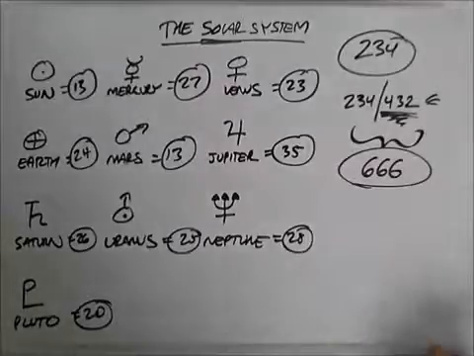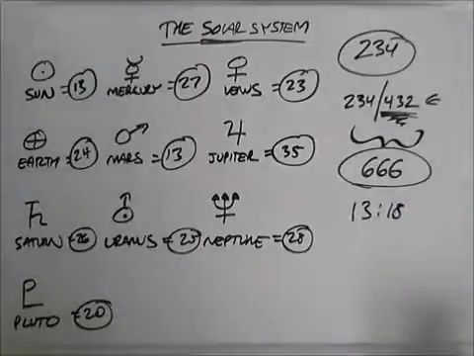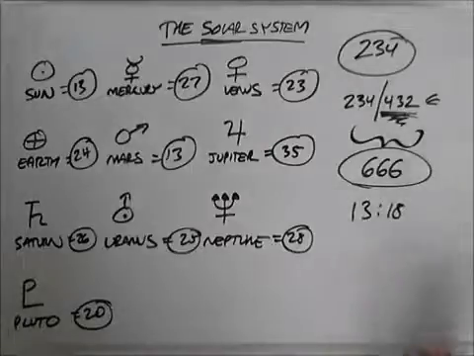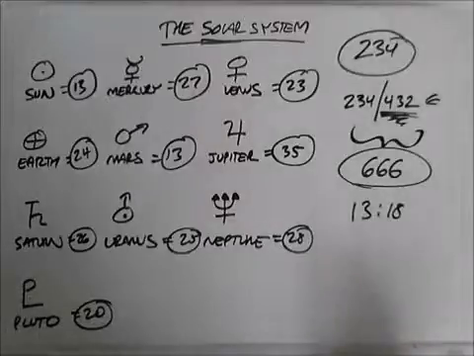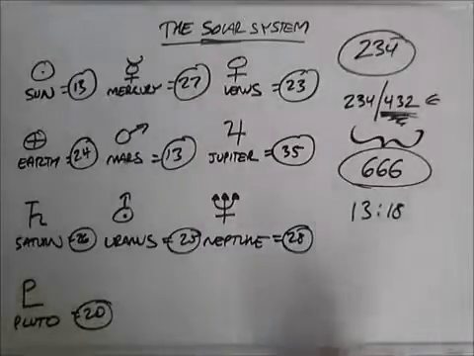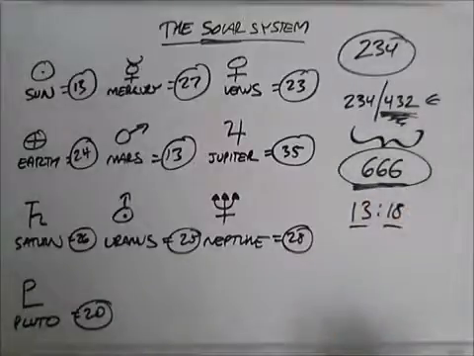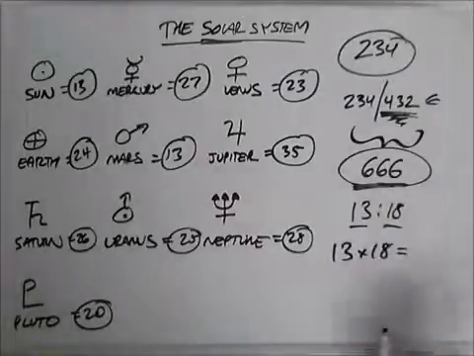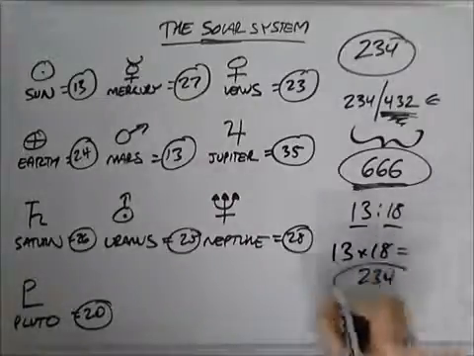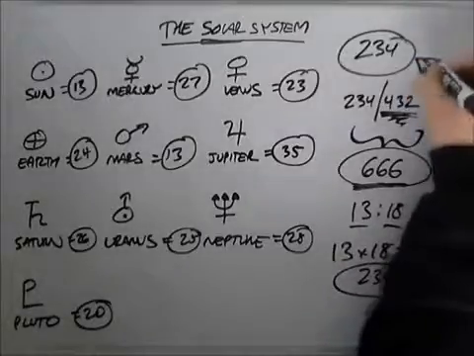Why is this important? Because St. John's Revelation 13:18 is actually where we find the verse of this. Here is wisdom. Let him that hath understanding count the number of the beast, for it is a number of man, and his number is 666. So that verse, where we hear of the number 666 is actually 1318 in the Bible. 13 times 18 is 234. And that's our solar system. And this number is going to come up again.